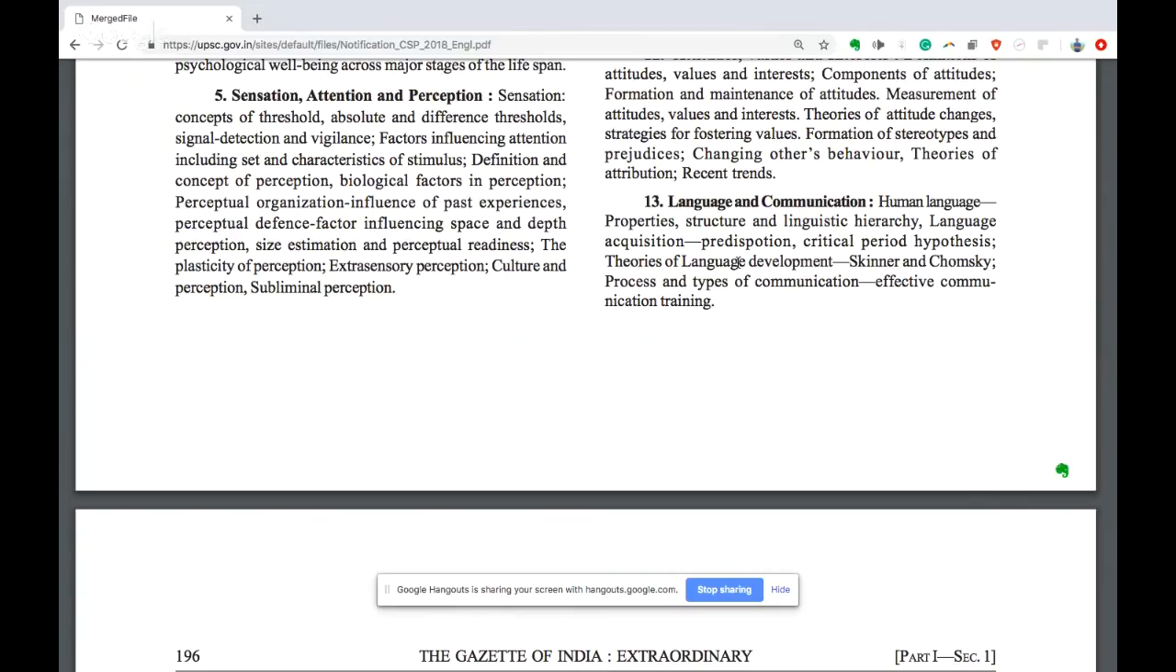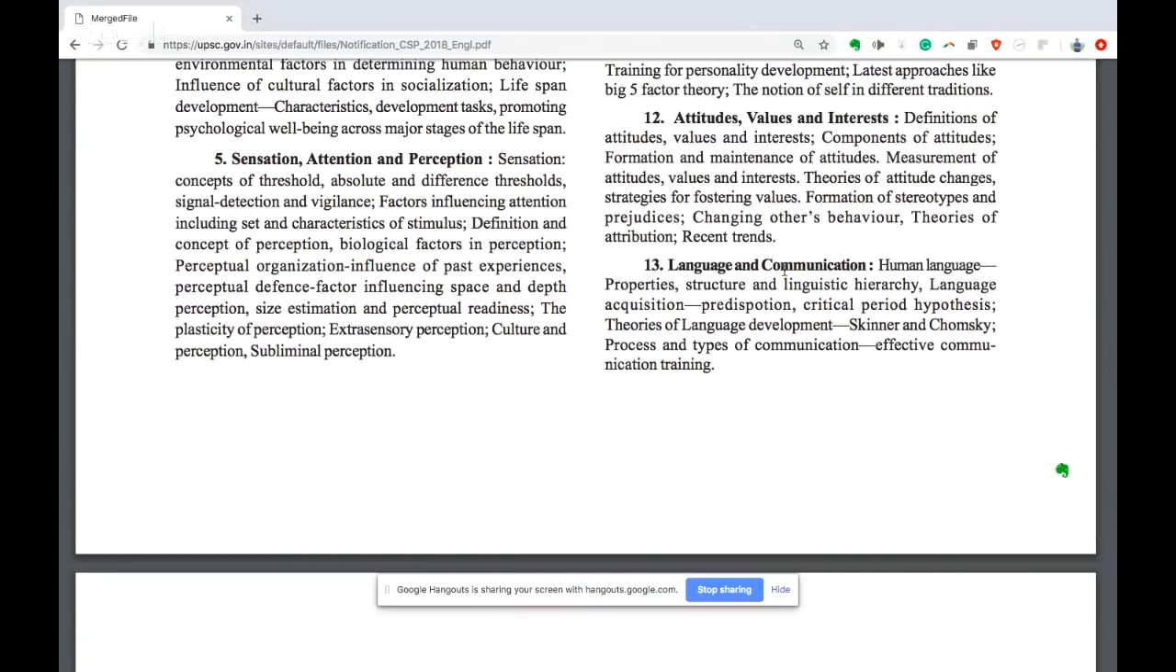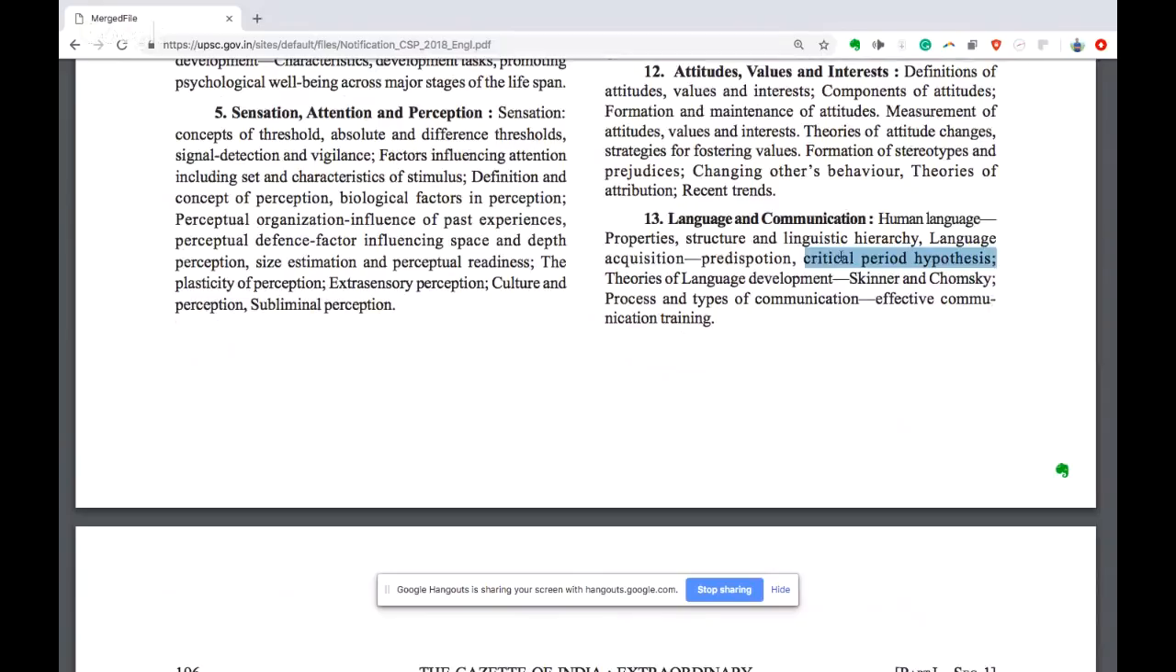Pardon my pronunciation of that theory, but you can draw a diagram there and get good marks. Basically, it's all about theories. So this is not a very interesting chapter, but some parts are interesting, for example, the critical period hypothesis. This thing we'll cover in a good way, so that you can get more marks. There are only very few interesting things in this chapter, but by and large, it is a boring chapter, but I'll cover it in detail, don't worry.